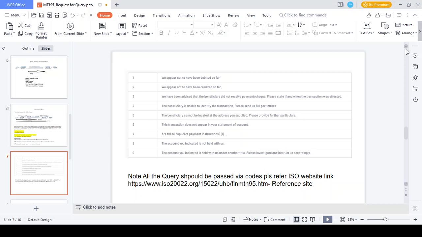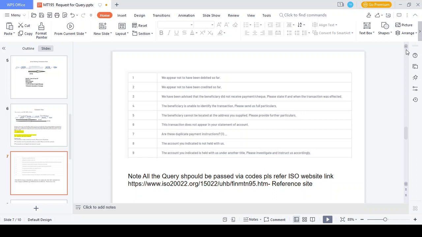Next, we check the beneficiary transaction, whether they initiated the beneficiary transaction via payment or check. You check the state of the transaction. What is the current transaction status, whether it's pending, completed or in progress, like that. 4 means you cannot identify the beneficiary transaction. 5 means you cannot identify the beneficiary address.